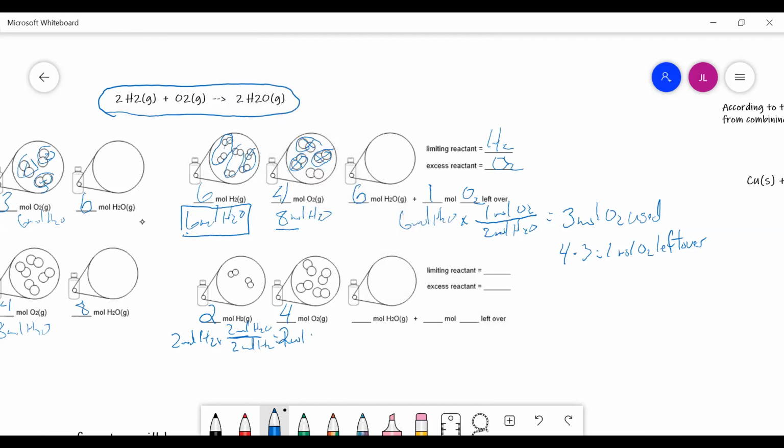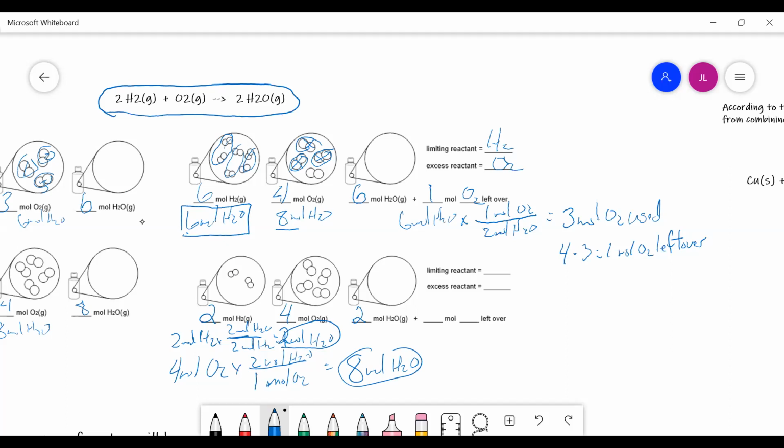2 moles of water. Looking at the oxygen, we have 4 moles of O2. And now we have a 2 to 1 ratio. So every time we're going to have 2 moles of H2O per 1 mole of O2. 4 times 2 gives me 8 moles of water. Well, 2 is less than 8, so we're going to go with that one down below. We're going to have 2 moles of H2O produced.